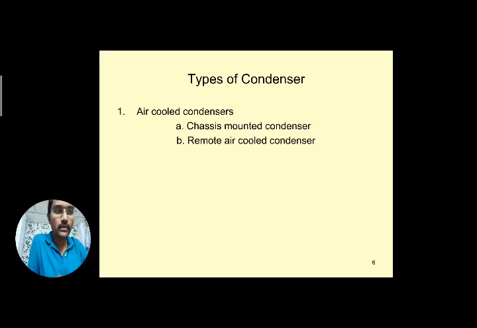Chassis mounted means that all the components are fixed on a single chassis, which acts like a base. You can take the example of a window type air conditioner. There you can see the condenser, compressor, evaporator, and expansion valve, all placed in a single unit, and all of the components are chassis made, fixed on a base.